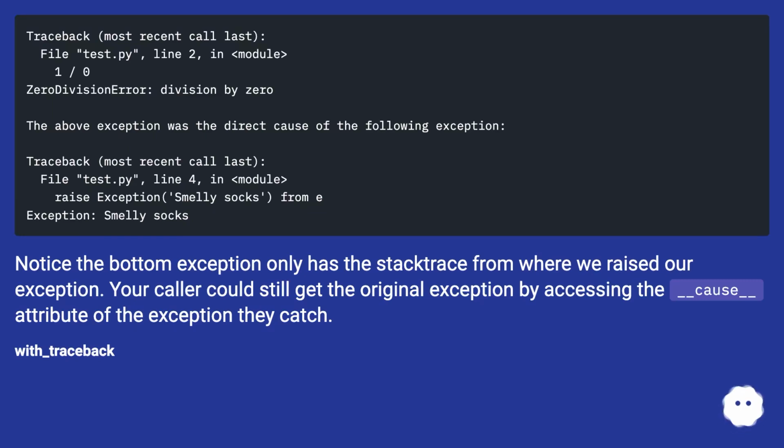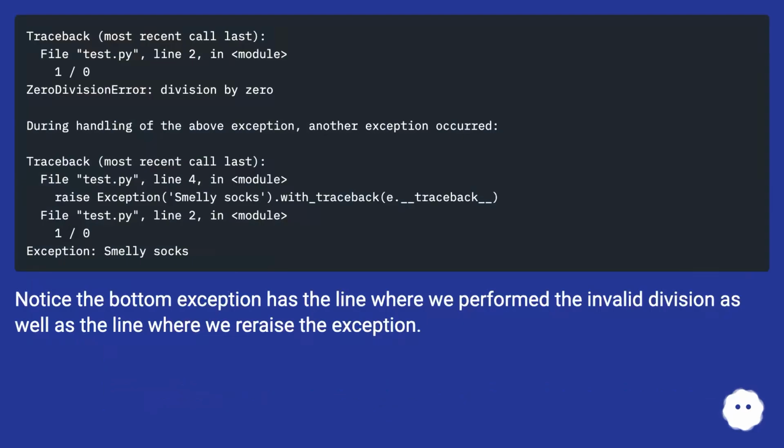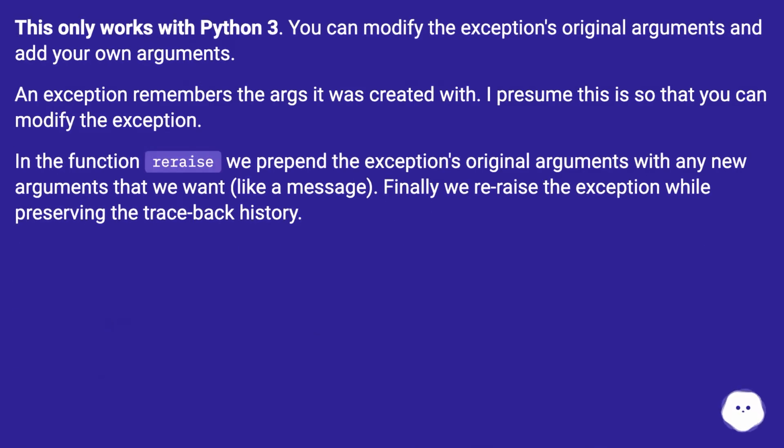With_traceback. Or you can use with_traceback. Using this form, the exception your caller would catch has the traceback from where the original error occurred. Notice the bottom exception has the line where we performed the invalid division as well as the line where we re-raised the exception. This only works with Python 3.